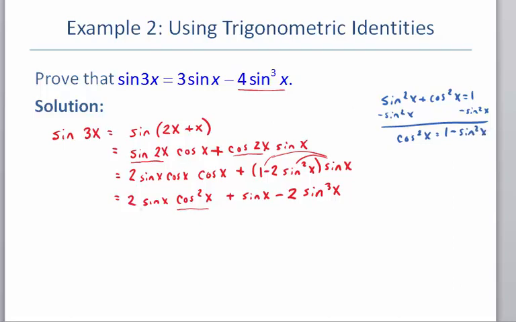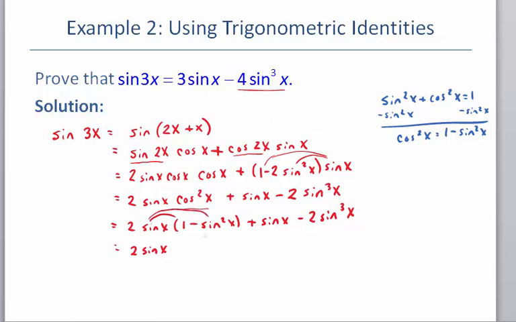And so I'm going to come back to my problem, and in place of this cosine squared, I'm going to put in 1 minus sine squared. And I'm going to leave the rest of it as is. All right, let's distribute. So I'm going to distribute the 2 sine x times 1 and the 2 sine x times the negative sine squared. So that's going to make negative 2 sine cubed x.